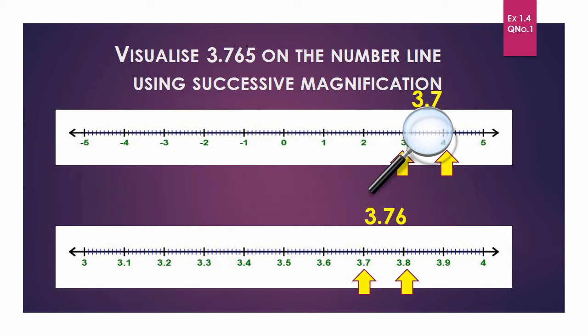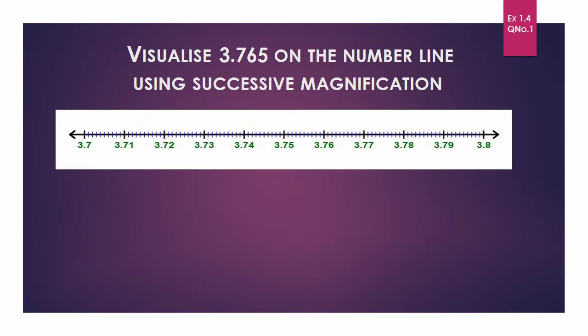Now magnify the portion of the number line which lies between 3.7 and 3.8. Divide it into 10 equal parts. The first point to the right of 3.7 will represent 3.71 and the second 3.72 and so on. So sixth part from 3.7 represents 3.76. Now we look at the number 3.765. This number lies between 3.76 and 3.77.